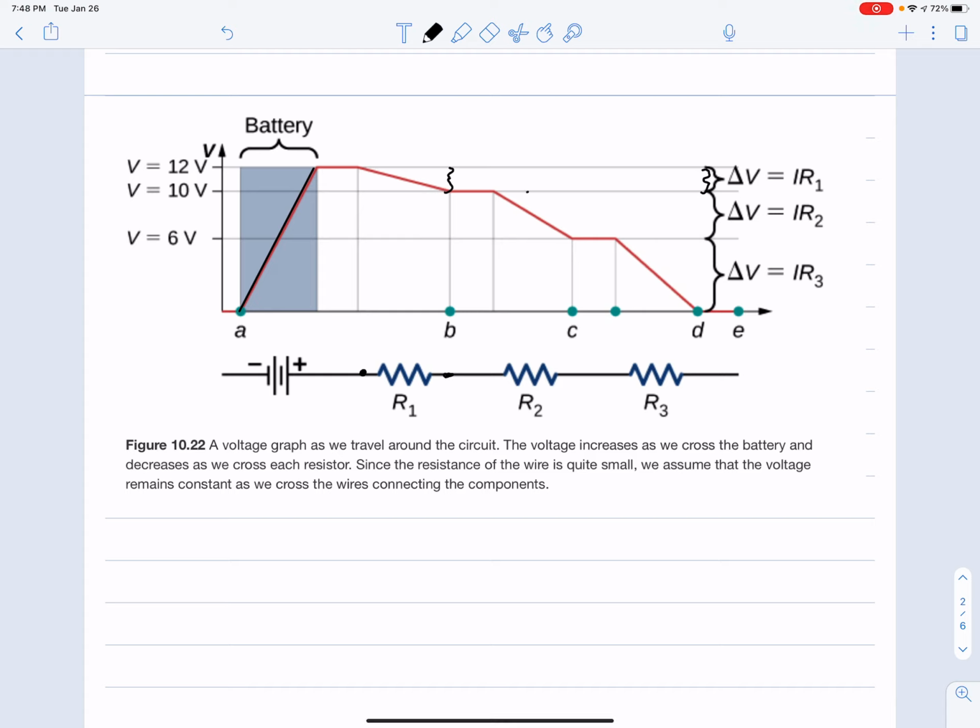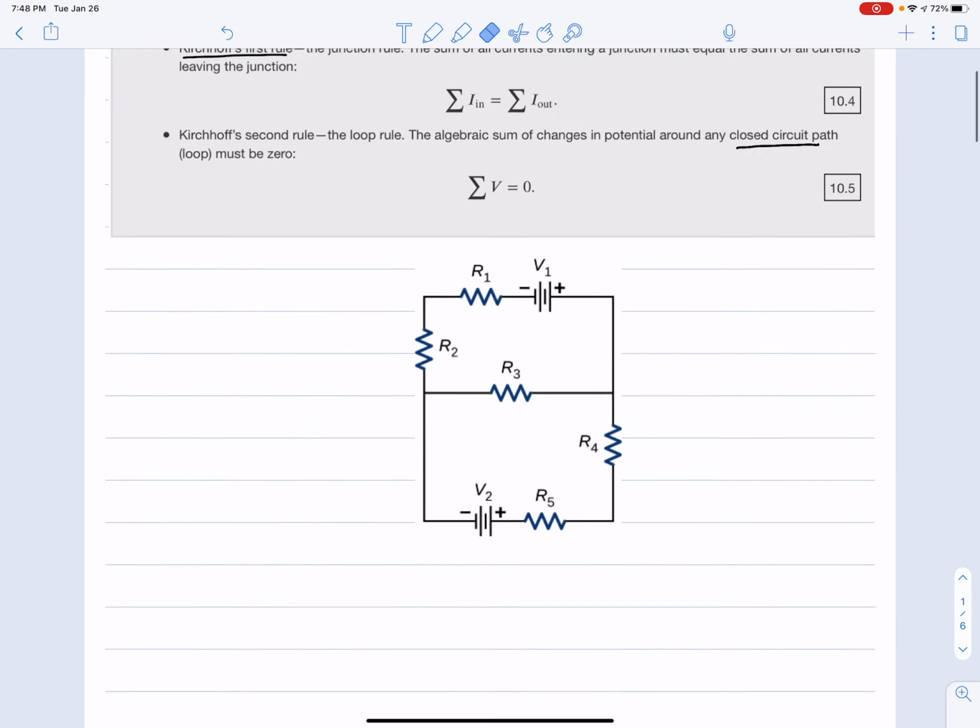And then it decreases again when it passes another resistor, all the way down to when it finally gets back to the battery at negative, where it's 0. Okay? I wanted to clarify that, and that is Kirchhoff's second rule.